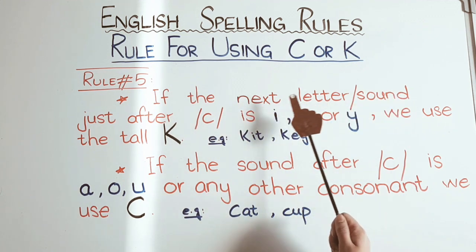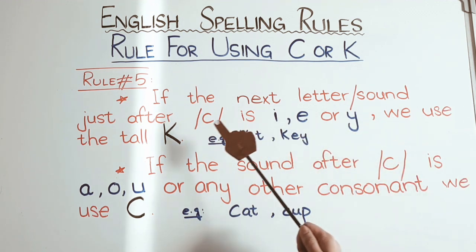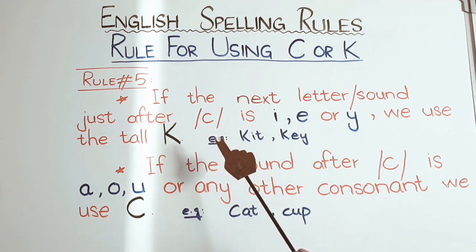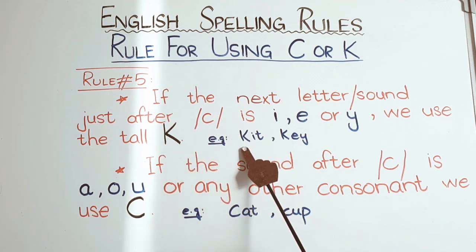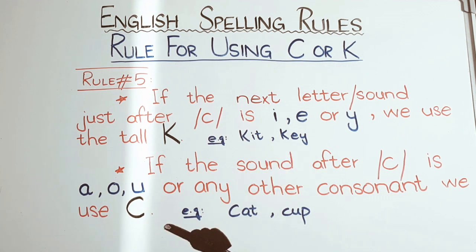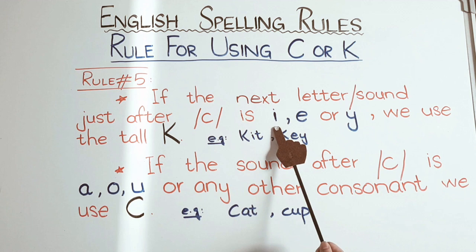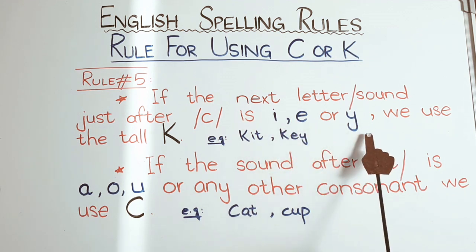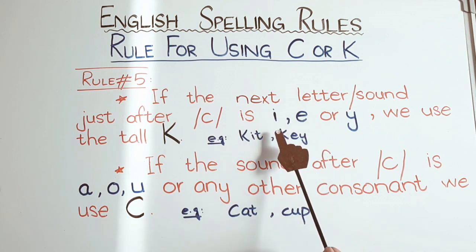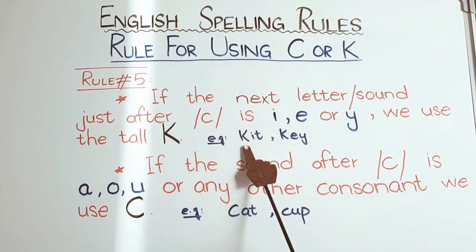If the next letter or sound just after the K is I, E or Y, we use the tall K, means K. Like in kit, look at here. The next letter is I after this K sound. So we will use K. The name of the letter is K. And here again, the next letter after the K sound is E. So we will use the letter K. Why is it so? This C changes its sound to S when it comes before I, E or Y. So whenever these three sounds are there and you hear a K before them, you should not be confused about what to use, because it will surely be the K. K sound with the K.